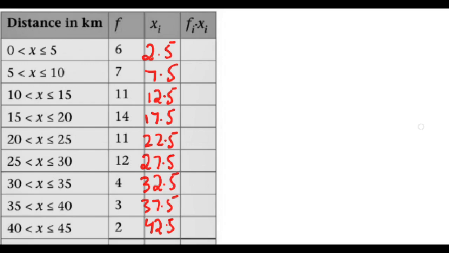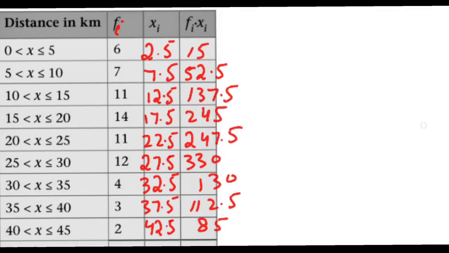Now I'm going to find fi xi, which means fi multiplied by xi. 6 multiplied by 2.5 will give me 15. 7 times 7.5 will be 52.5. I have to complete this table. 11 multiplied by 12.5 will give me 137.5. So I complete all of these values. I calculated the product of frequency and midpoint, fi multiplied by xi, for each class interval.